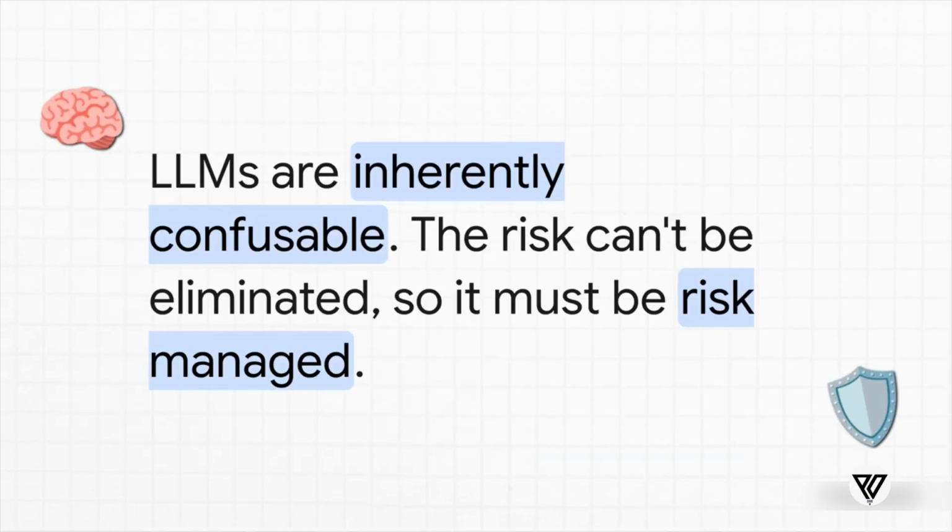But here is the critical twist. With a normal confused deputy, you can usually fix it by writing better, more careful code. LLMs are a whole new ballgame. They are inherently confusable. It's part of their DNA. That nature of just predicting the next word makes them permanently vulnerable to being led astray. And this means we have to stop thinking about eliminating the risk. Our entire strategy has to pivot from fixing it to managing it.